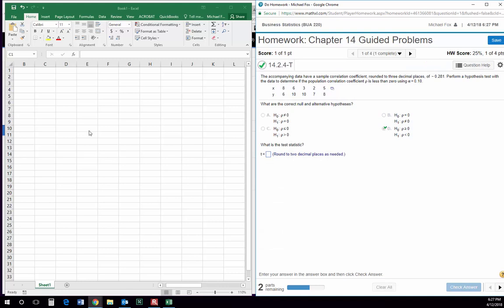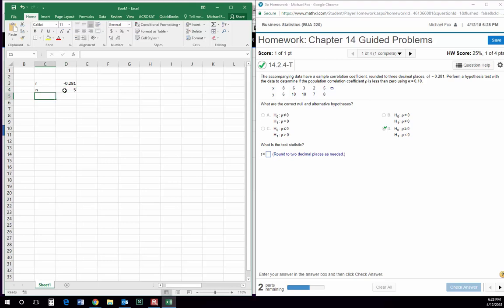Next, we have to calculate the t-test statistic. The formula for that statistic is on pages 657 and 658 in the book. It involves our sample correlation coefficient, which in this case is negative 0.281, and n, which is the number of ordered pairs. In this case, we have 1, 2, 3, 4, 5 ordered pairs in this data set.